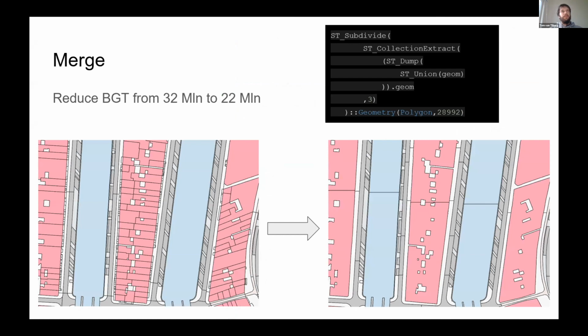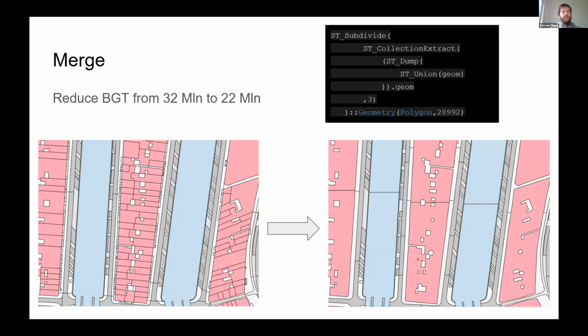Another step is merge the data. As you can see on the left, every building has its own polygon, but we're not going to show every building as a separate entity on the base map. We're just going to show a bunch of buildings. So why not just put them together with a union? And the same is for the parking places and the roads. We can also do them together.